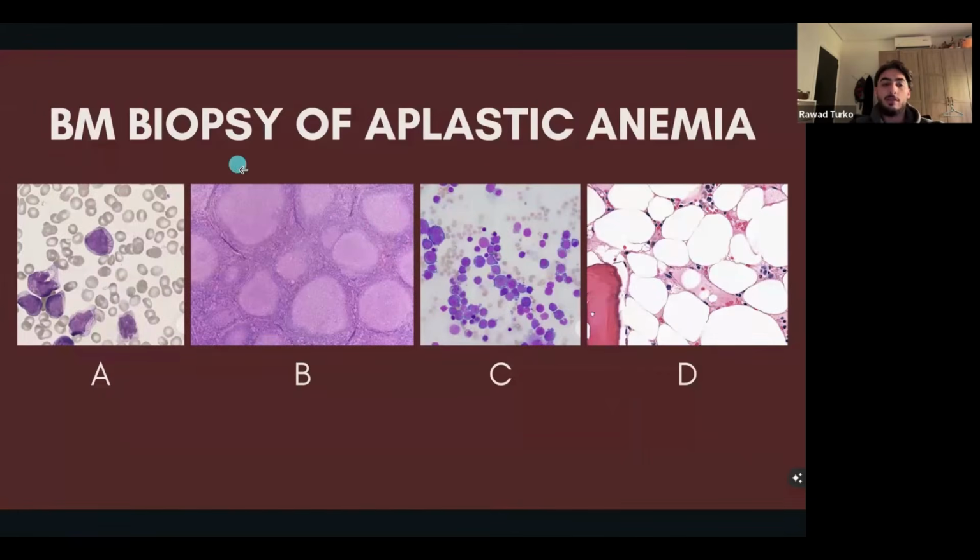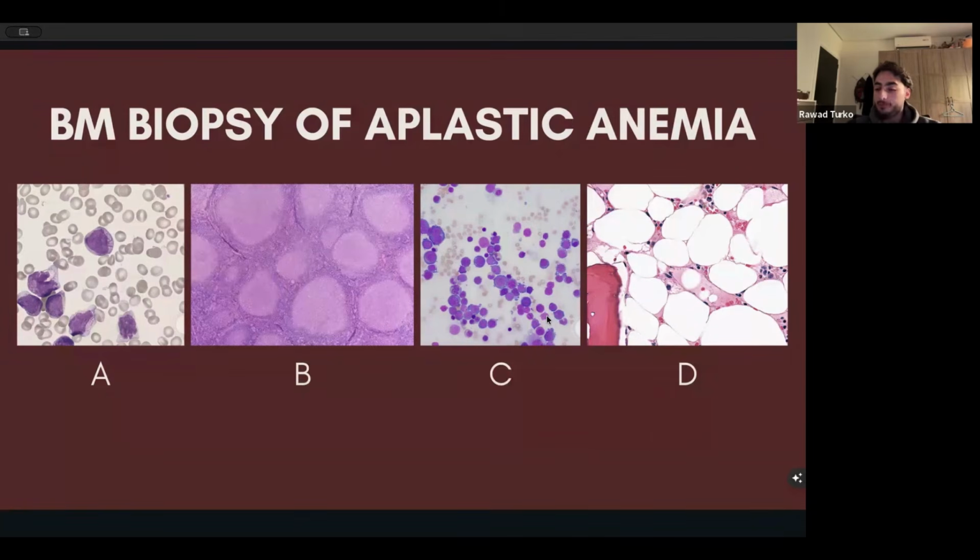Okay, so who can tell me which one of these is a bone marrow biopsy or a bone marrow aspiration of a person with aplastic anemia? Is it A, B, C, or D? I'm not sure if I can see. Oh, I can't see the chat. D. Do we have any other options? Okay, D. Great. Can somebody tell me why? It is D. You're right. Why? What are the buzzwords for aplastic anemia that they always say in question stems?